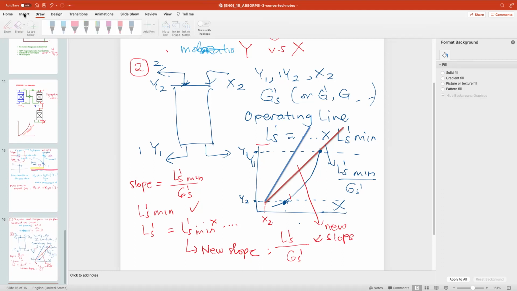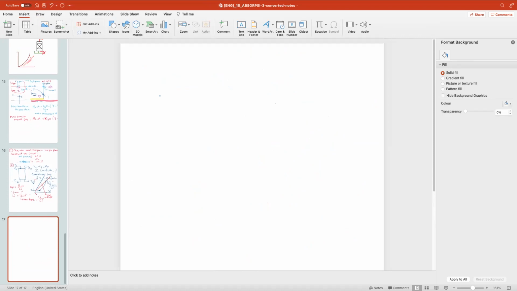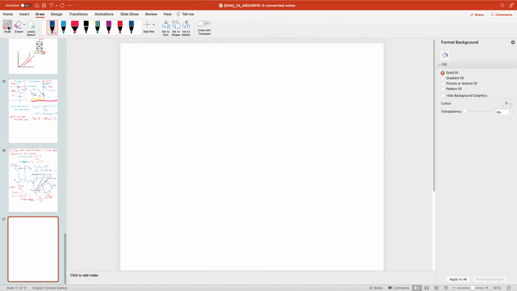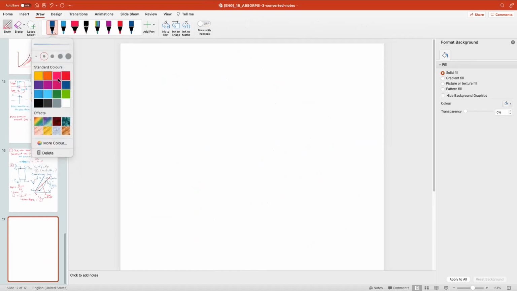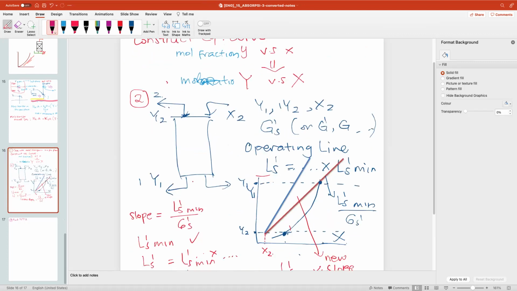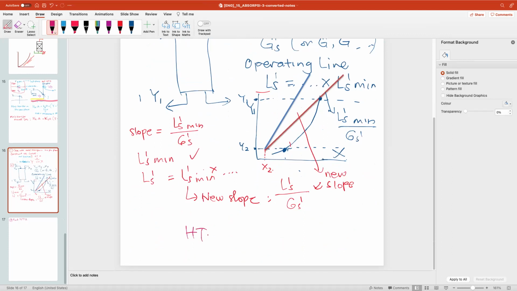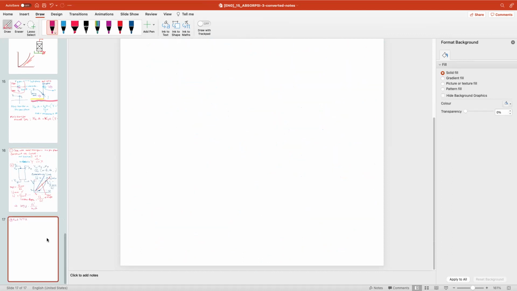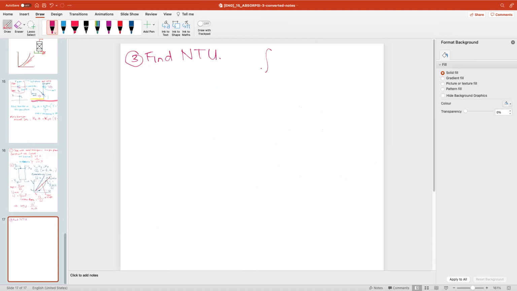And then what is the next step? Graphing the yi and 1 over y minus yi, Bu. Okay. We call it NTU, and this one is called the HTU. The HTU is actually GS dash divided by, we can calculate the HTU using KAA. So first, find the HTU. And the second one is to find the NTU, which is the integral from y2 to y1 of 1 over y minus yi, dy.